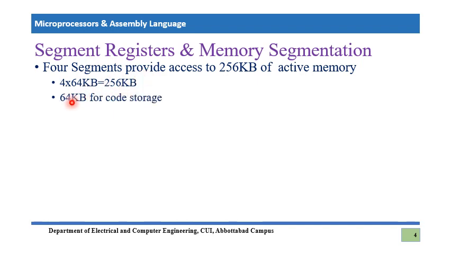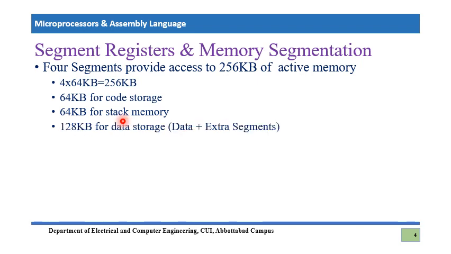Out of these 256 kilobytes, 64 kilobytes are dedicated to code storage. Code storage means any instruction or program which is going to be stored inside the code segment. Another 64 kilobytes of memory is dedicated to the stack, and we are going to learn about it in separate lectures. 128 kilobytes are dedicated to data storage, and this 128 kilobytes is the result of data plus extra segment memory.